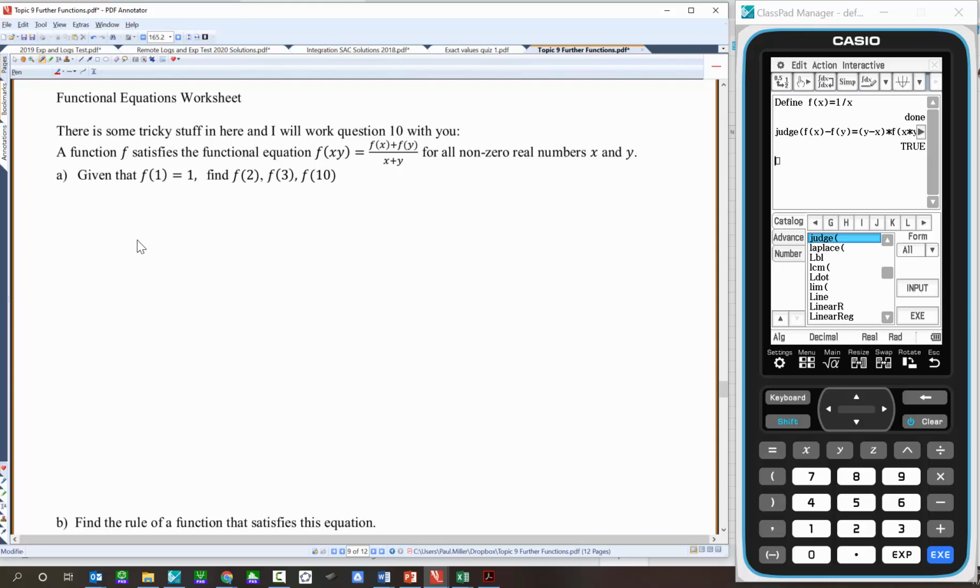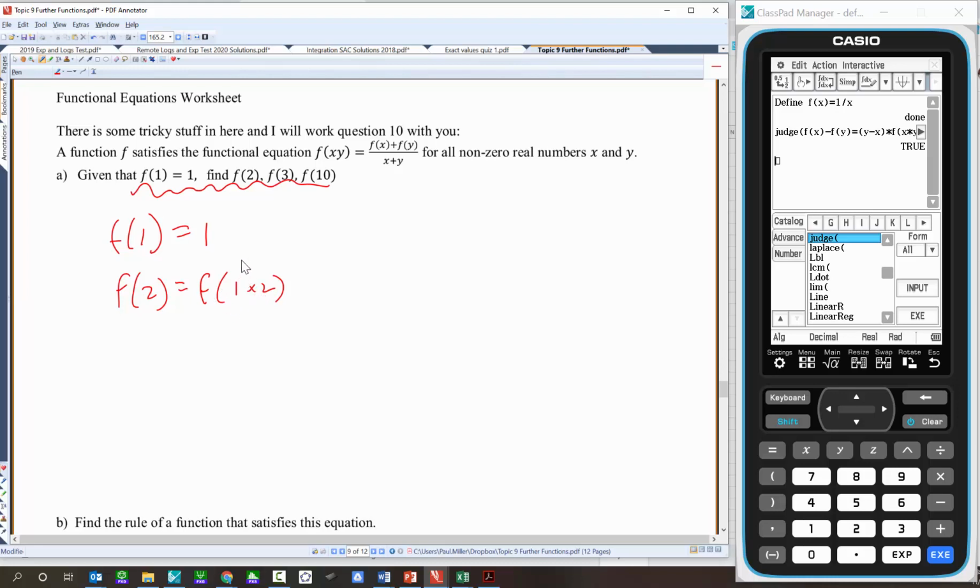Okay, so a function f satisfies the functional equation f of xy equals f of x plus f of y over x plus y. And we know that f of 1 equals 1. We want to find f of 2, f of 3, and f of 10. Okay, so f of 1 equals 1. f of 2 equals f of 1 times 2. I'm allowed to say that because that's like 1 times 2.